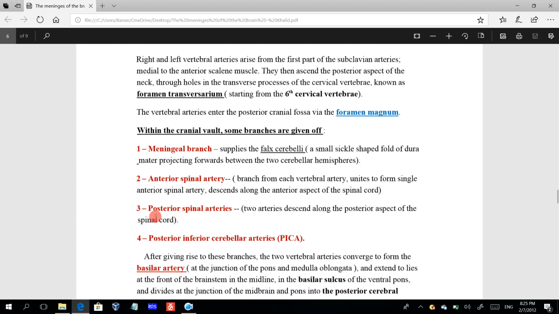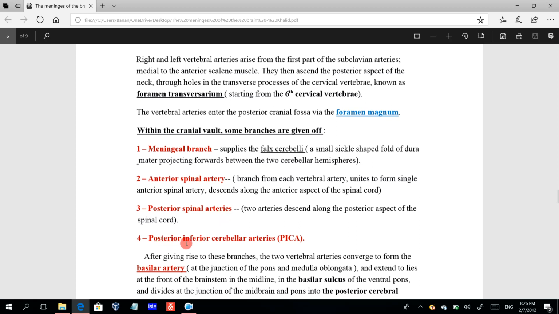The third branch is the posterior spinal arteries. Here we have two arteries. Each vertebral artery will give us a single spinal artery, the posterior spinal artery, and these two arteries descend along the posterior aspect of the spinal cord, giving a blood supply to the posterior third of the spinal cord.